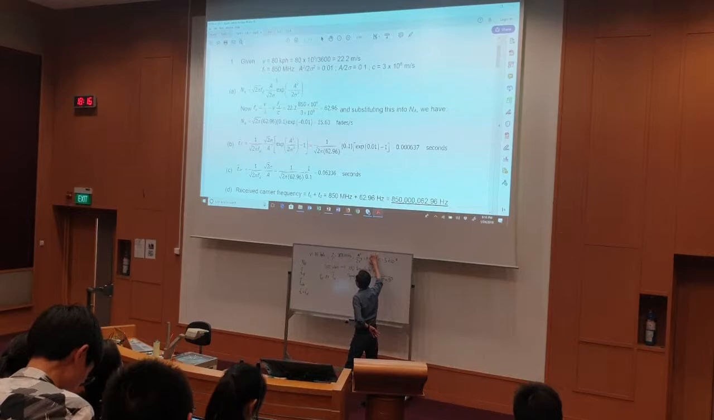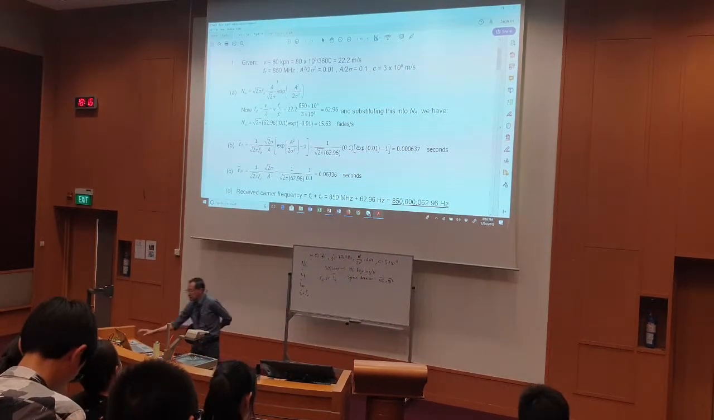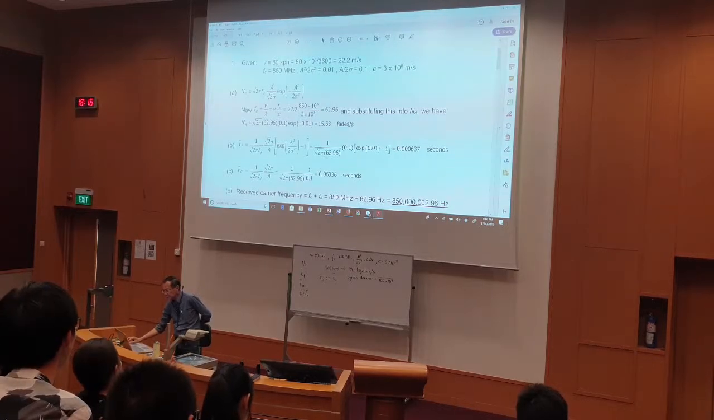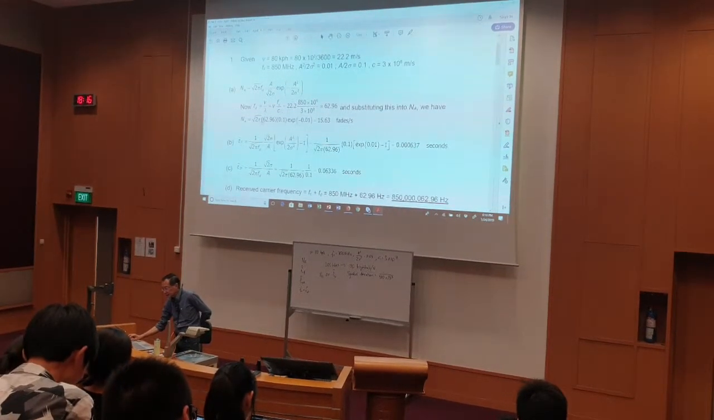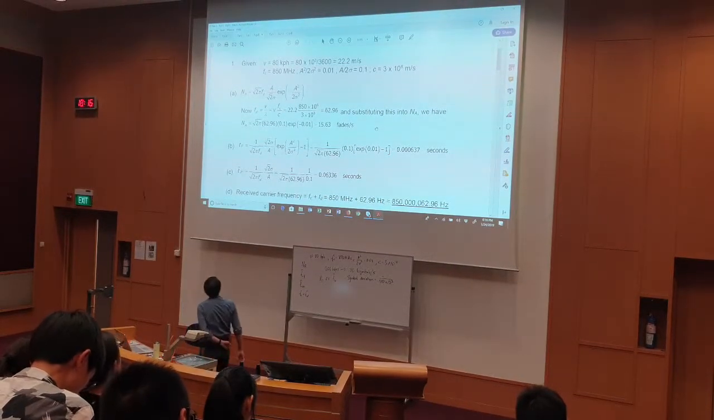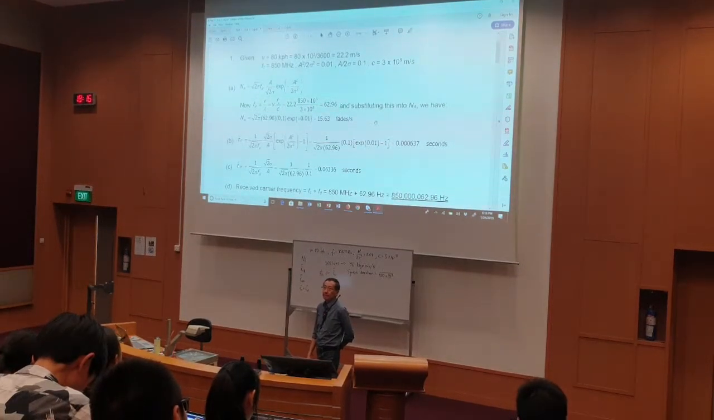Which is here, 0.01. So the square root of that will be the first one. This value is 0.01, so this is 0.1. Again, substitute inside, you will get 15.63 fades per second.